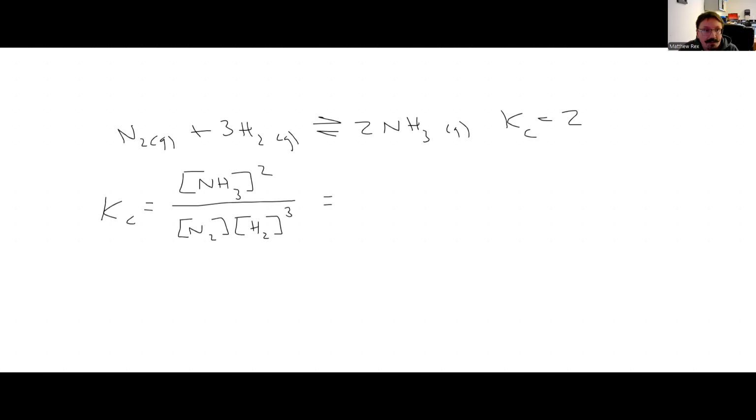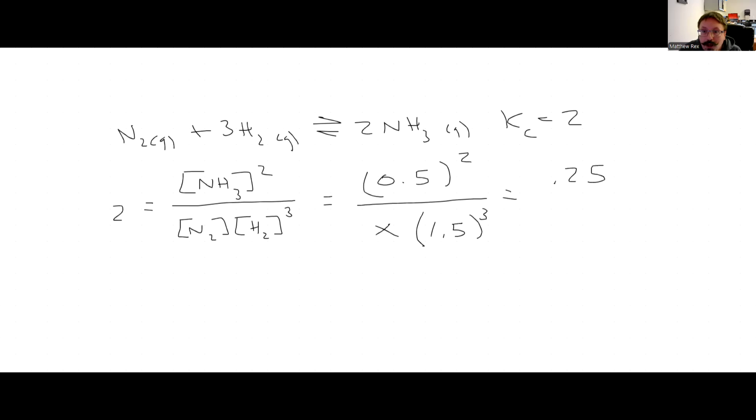And we have, in this case, our actual value for that, that's 2. We know our actual value for the NH3, 0.5. That's going to be squared. We don't know the concentration for the N2. That's what we're trying to find. We can make that X. And we do know the concentration for the H2. That's 1.5. And we know that's going to be cubed. So we're going to get 0.25 over X times 3.375.